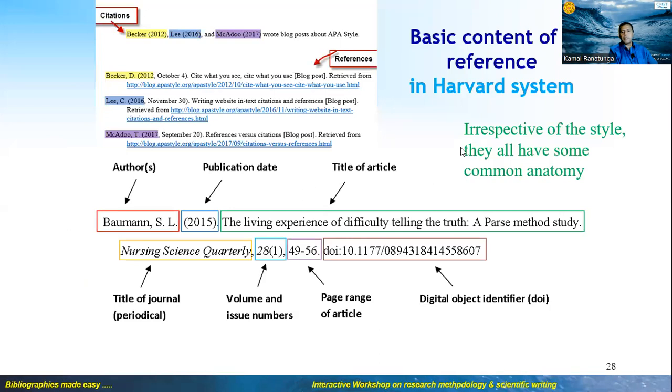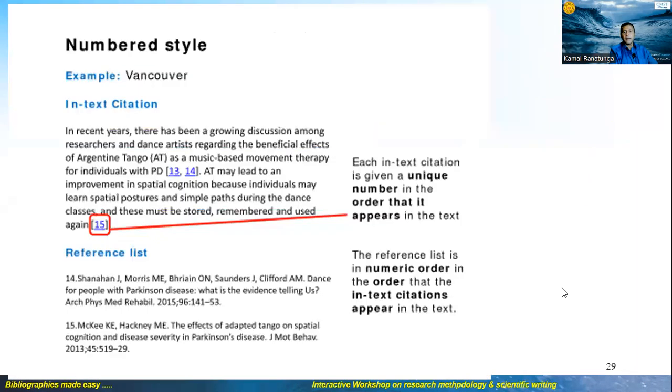Okay, so this is an example of the Harvard system, or the author-date system. This is the full citation example for the Harvard style, and this is the in-text citation here. And here you see the numbered style example from Vancouver. As you can see, they are numbered, sometimes with brackets. So it all depends on the format. And you can see that this is highlighted in blue because it is hyperlinked.